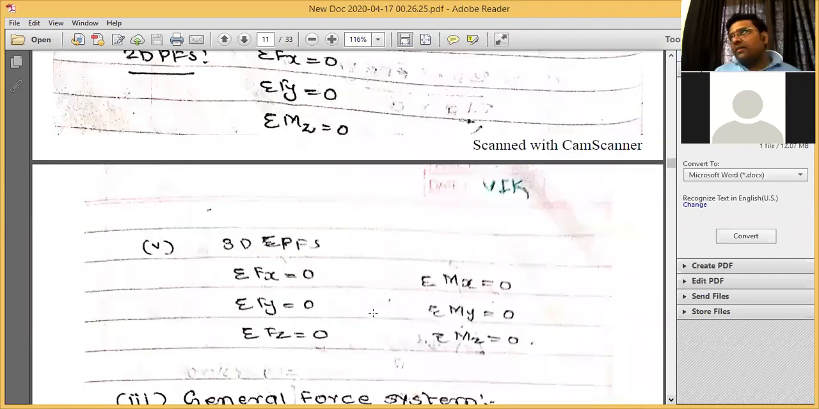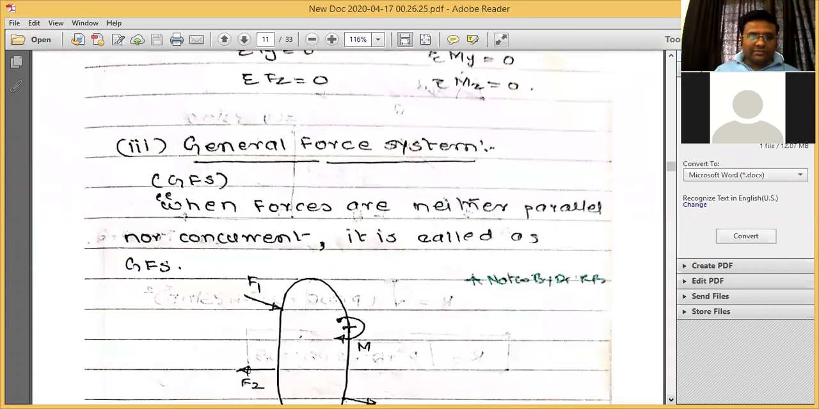I think in the 2017 or 18 paper of MPSC, that is the pre-civil, this particular question has been asked: what are the two-dimensional GFS equations of equilibrium? And in the options, they gave Fx 0, Fy 0, M 0. Below that, more options were given, like Fz equal to 0. Since it is two-dimensional, Fz will not come into the picture. So such types of questions can be drafted. So you should prepare yourself in such a way that you can answer all these questions properly. So basic concepts are very important.